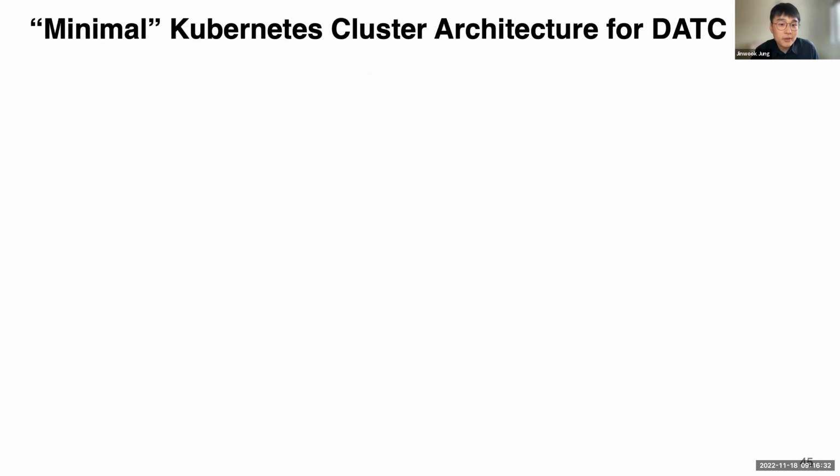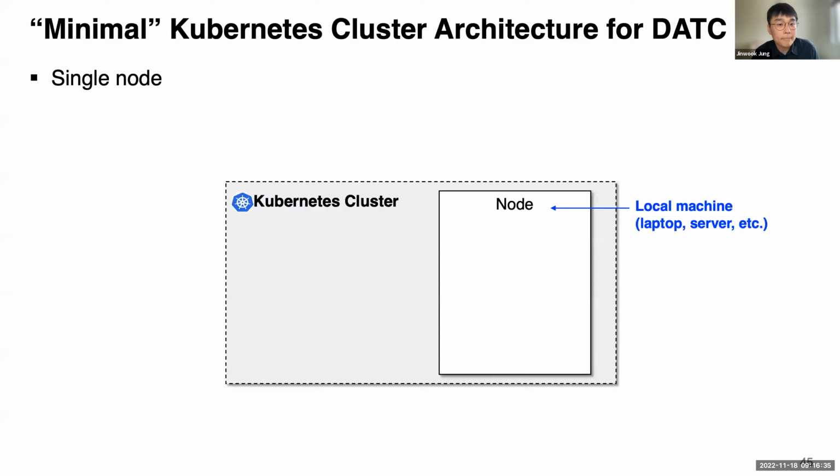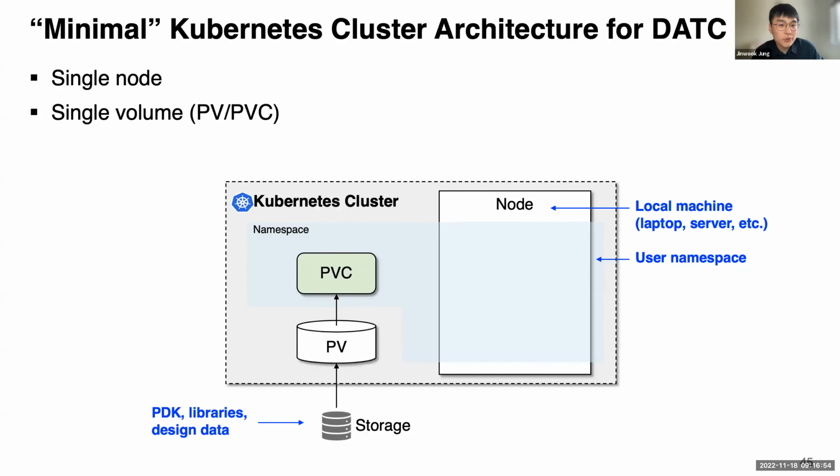So here's the minimal Kubernetes cluster architecture. It includes a single node, a single computer or single machine, which can be a local machine or your laptop as well, or your server. And in practice, we also create a user namespace to make it easier to manage all the Kubernetes resources. And since we also need storage for our data, such as PDK libraries and design collateral data, we have to create a persistent volume and persistent volume claim, which are associated with our local storage, which has the PDK library and design data.